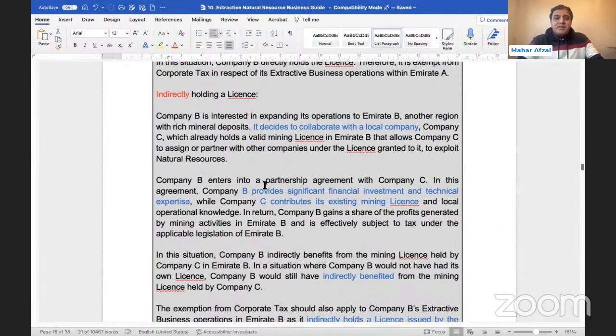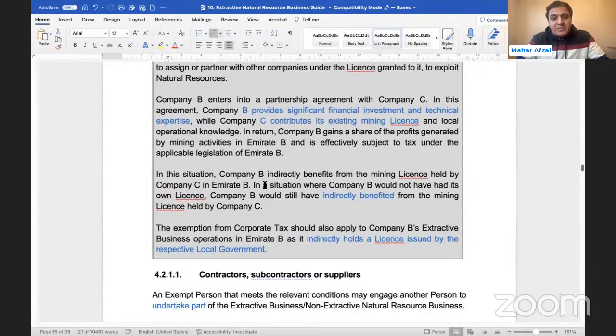In the second example, they are asking about indirectly holding a license. Basically, one company has the expertise, the second company has the license. Both are collaborating, both are involved in the extraction of natural resources. Then they said both of these entities will be considered as involved in the extraction of natural resources. The reason is that the exemption from corporate tax would apply to company B as well, as it indirectly holds a license issued by the respective local government, because B indirectly benefits from the mining license held by C.